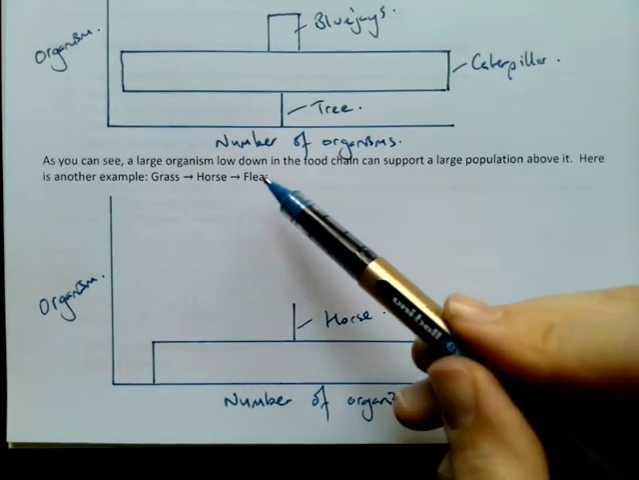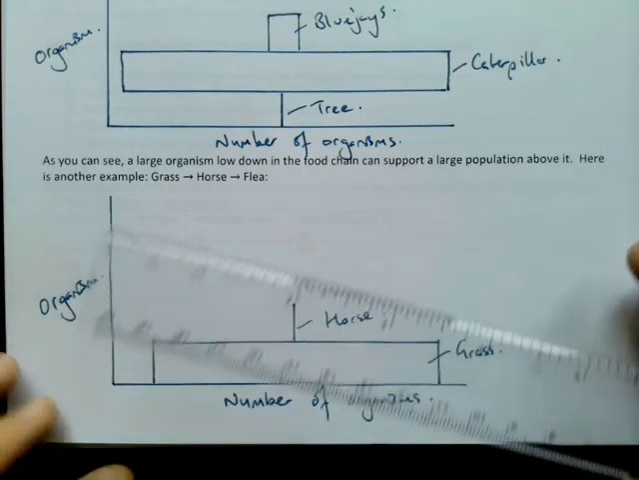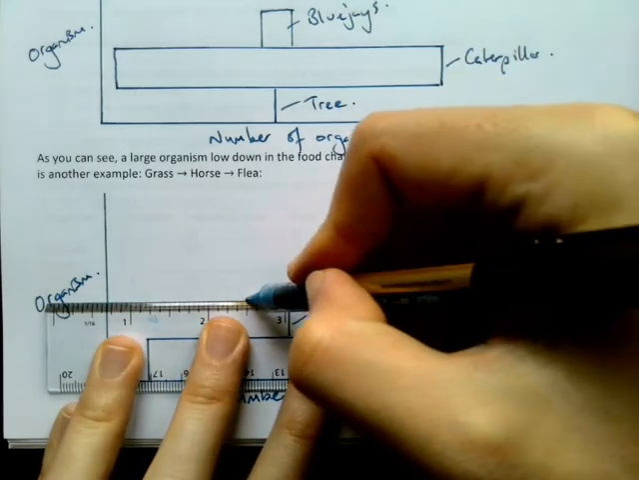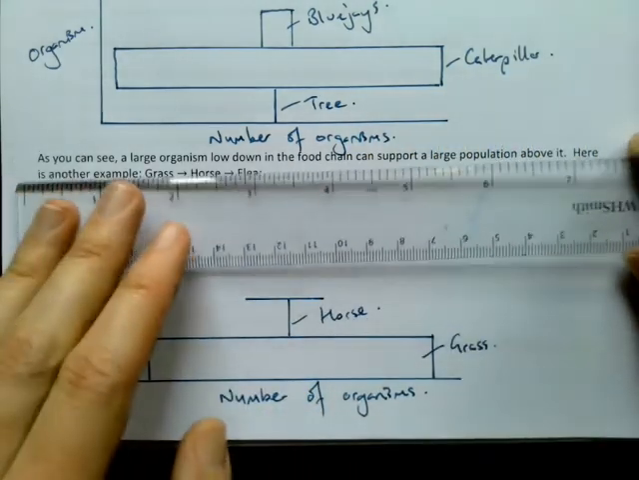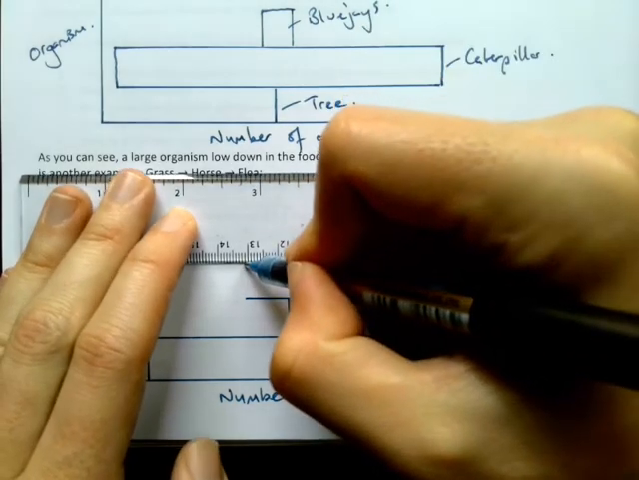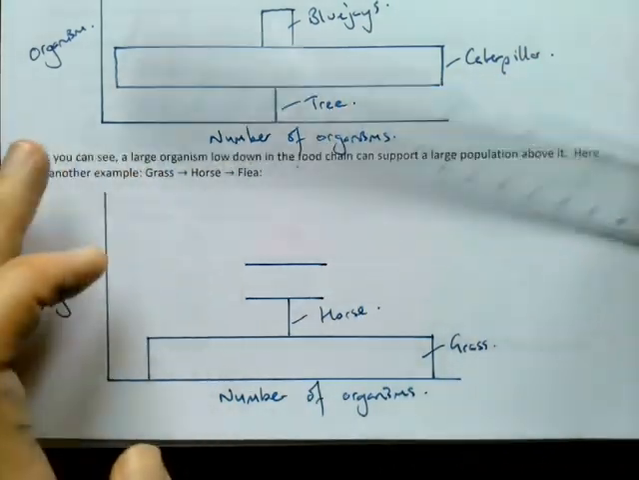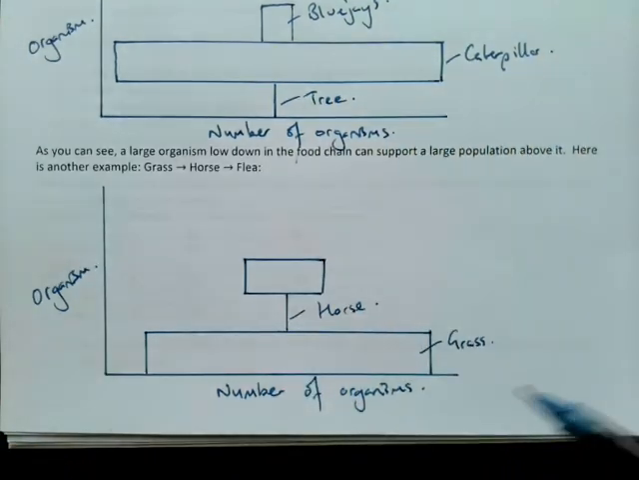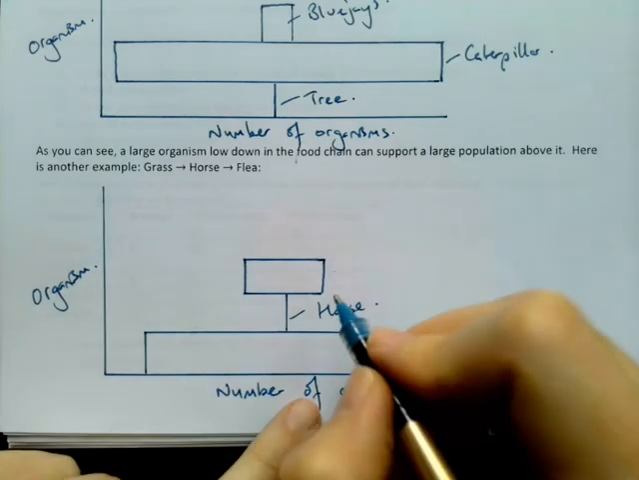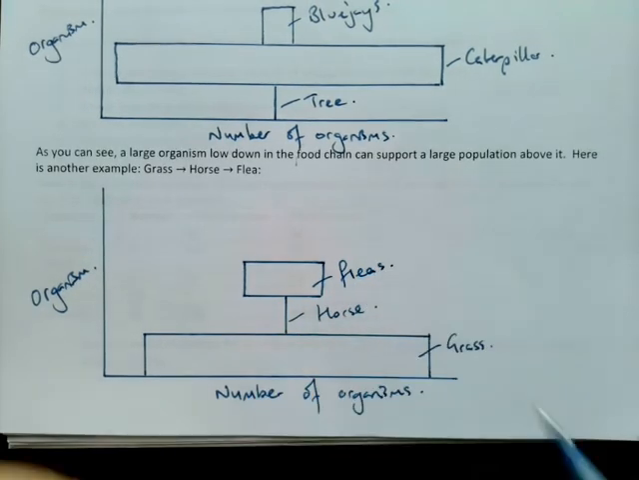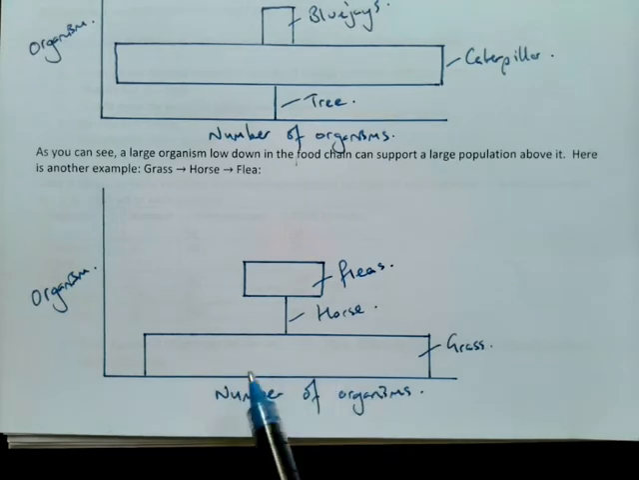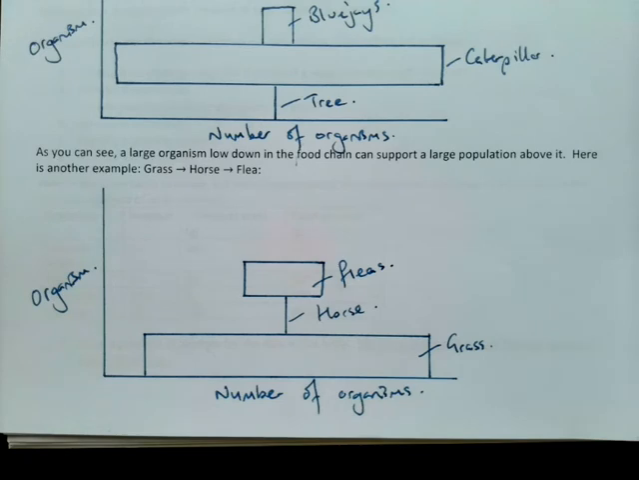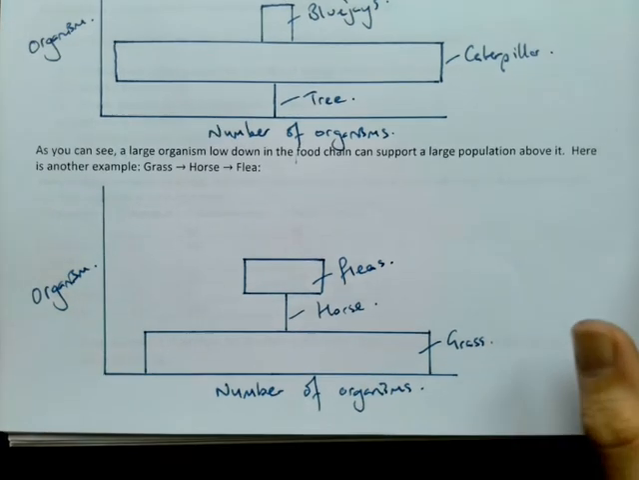All right, so all that grass gets eaten by one horse. Now you have to think, how many fleas can I get on one horse? Quite a lot. I can probably get quite a lot of fleas on just one horse. So it might look like this. This looks a little bit weird as well, but it tells us how the food chain works. We have lots and lots of grass, all eaten by just one horse, but that one horse can feed lots of fleas. Excellent. Okay, so moving on.